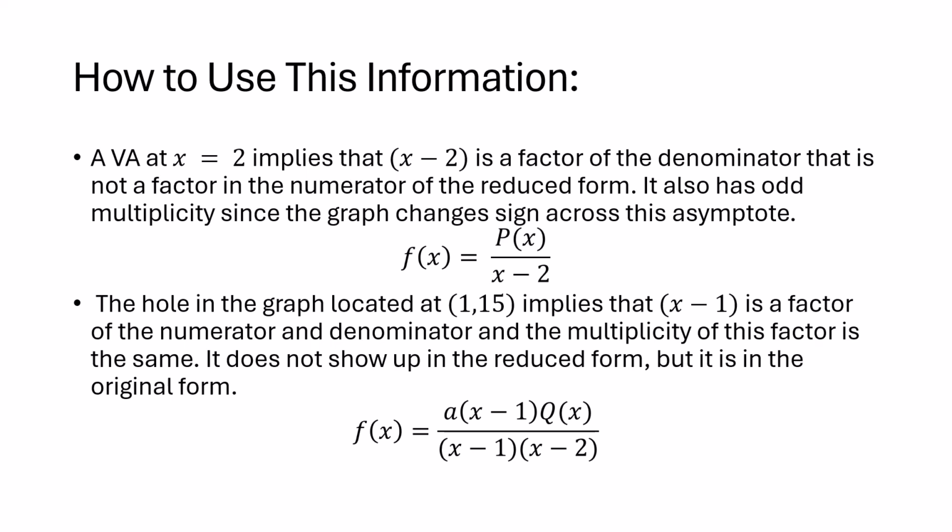The hole in the graph located at 1, 15 implies that x minus 1 is a factor of both the numerator and the denominator. Additionally, the multiplicity of this factor is the same. It does not show up in the reduced form, but in the original form it will. So right now we have some number a, that we're going to figure out its value later, times x minus 1 times some polynomial q of x, and this is going to be divided by the product of factors x minus 1 times x minus 2. Again, the x minus 1 part is what gives us the hole in the graph.